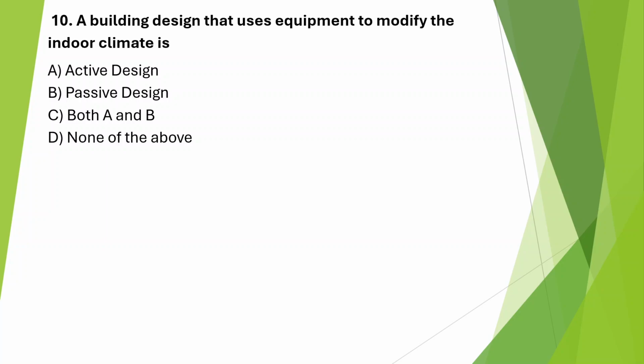Active design is the design strategy that utilizes equipment to modify the indoor climate, and it heavily depends upon mechanical or electrical systems such as HVAC systems, fans, AC, heaters to create indoor comfort. Whenever they are performing, they effectively increase the operational energy demand. So option A is the correct answer for question number 10.